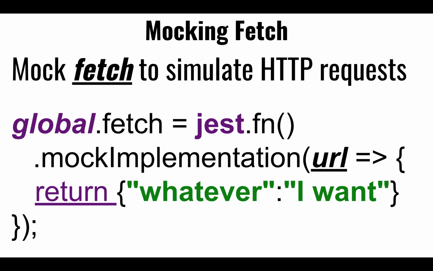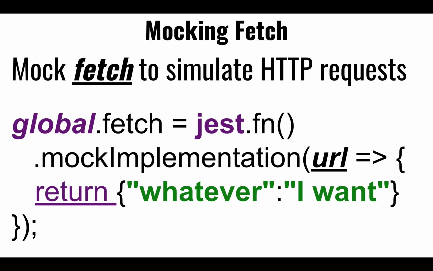What Jest gives us is a way to mock any function that is used in your application. You can replace it with Jest.fn. What it'll do is redirect any function calls that would have gone to the normal function. It will now instead be redirected to whatever you tell it to redirect it to.